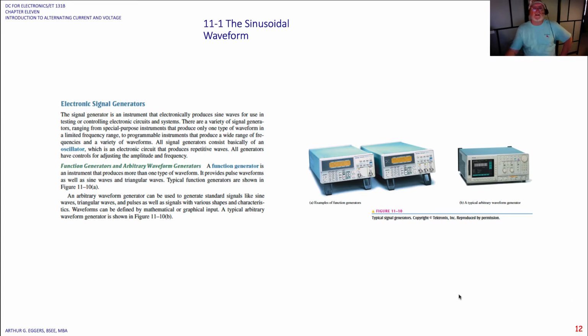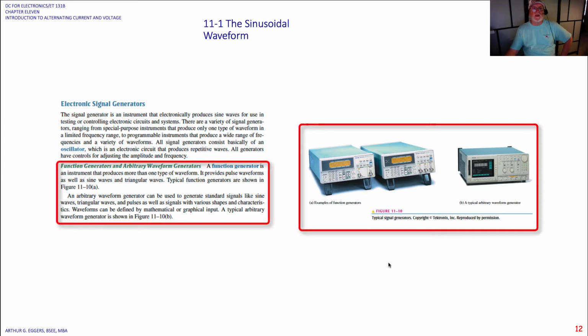All signal generators consist basically of an oscillator, which is an electronic circuit that produces repetitive waves. All generators have controls for adjusting the amplitude and frequency, and we're going to learn more about that. The function generator and the arbitrary waveform generators are instruments that produce more than one type of waveform. So if you need a sinusoid, if you need a square wave, if you need a sawtooth wave, there are lots of different waveforms available on these other types.